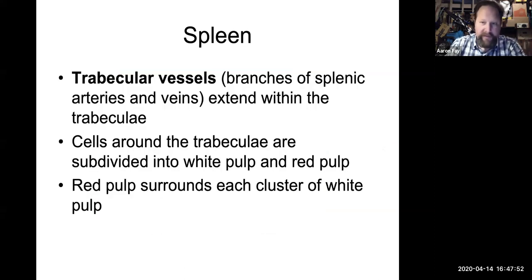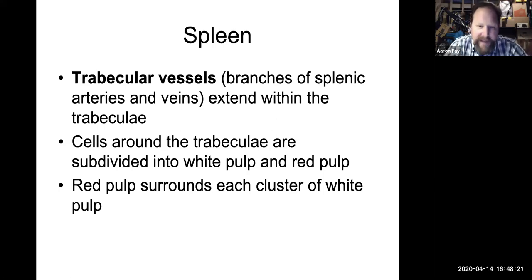So trabecular vessels are found inside the spaces subdivided by the trabecula. So you're going to have trabecular arteries and trabecular veins. And you're going to have two different kinds of pulp. You're going to have white pulp and red pulp. White pulp is associated with trabecular arteries, and red pulp is going to be associated with trabecular veins.